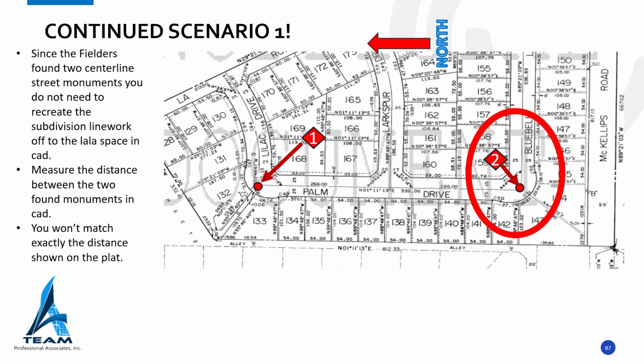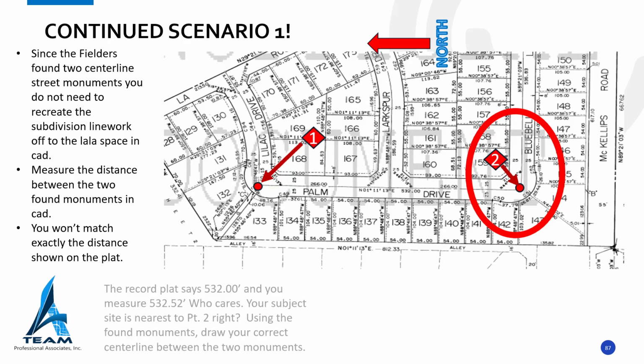So it's not your decision, or you don't have any authority to say, well, I'm going to reject what the surveyors did. Let's say that I've got a distance of 532.55. Why would you reject it? You shouldn't. And you don't have the authority to do that. It's a fixed monument. We accept it. So just continuing on here, the record plat may say 532 and you measure 532.52. Who cares? Your subject site is nearest to point 2, right?